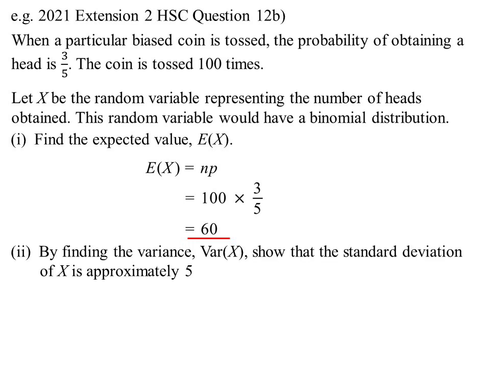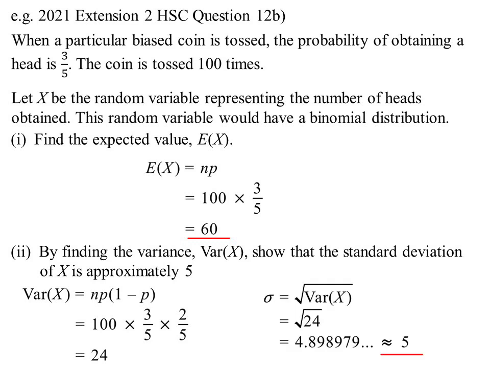By finding the variance, show that the standard deviation is approximately 5. Well, that's npq, or n times p times (1 minus p), whatever you want to call it. So 100 times 3/5 times 2/5 is 24. We want the deviation, however. That's 4.89. Yeah, that's approximately 5, so we've done that.